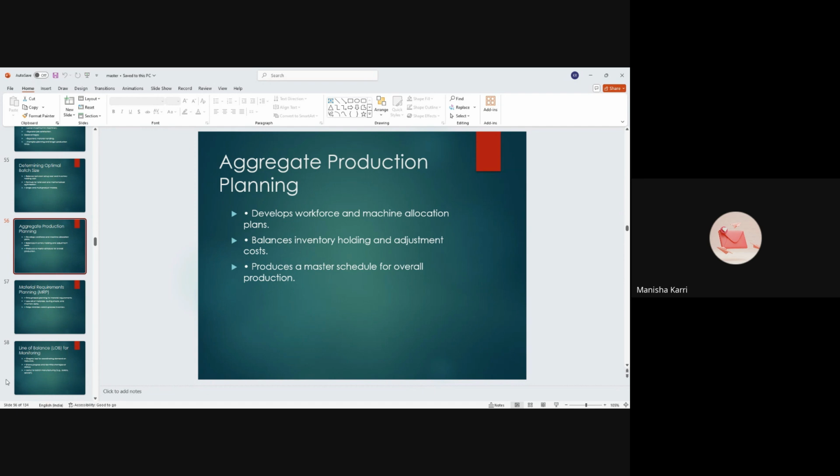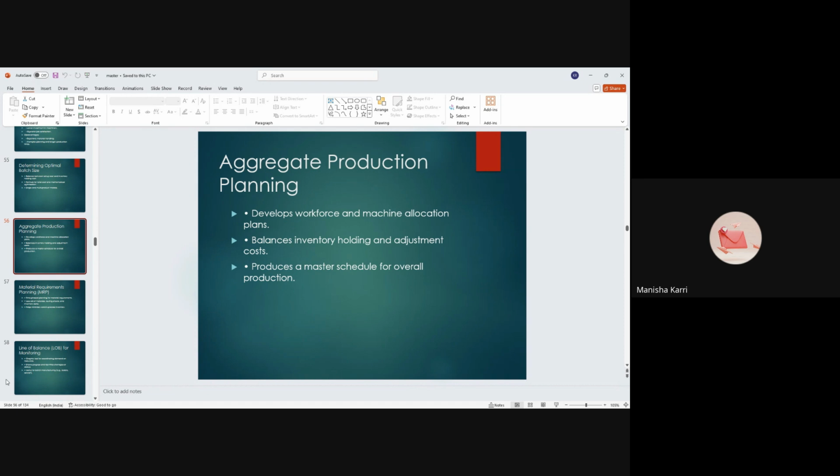And also adjustment cost. Generally, we all know that adjustment cost occurs when production levels need to be changed. For example, hiring or laying off workers, overtime pay, and adjusting machine usage all add to adjustment costs. APP tries to balance these costs to keep production smooth and cost effective.